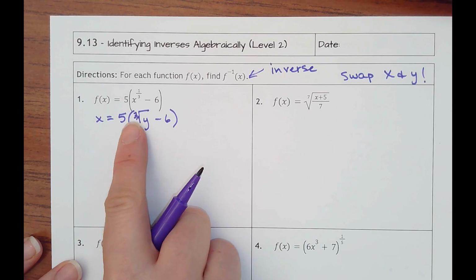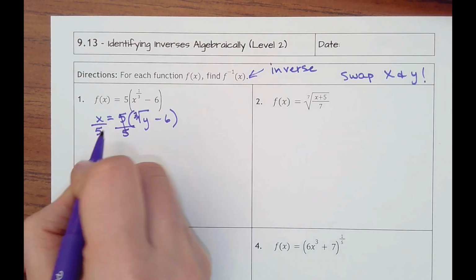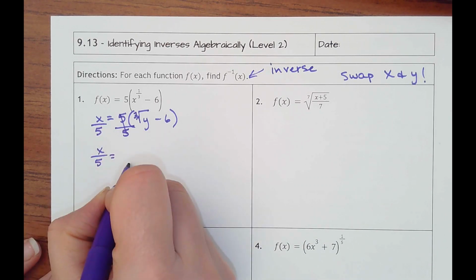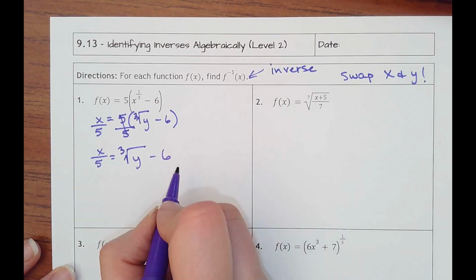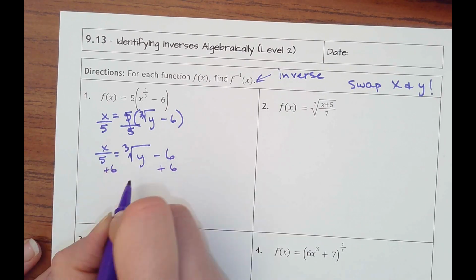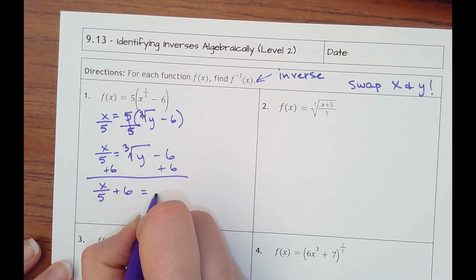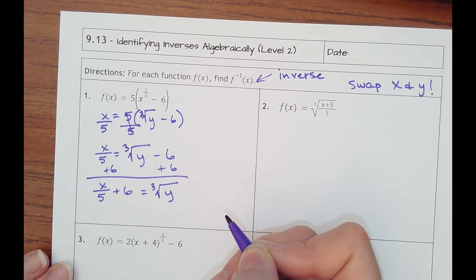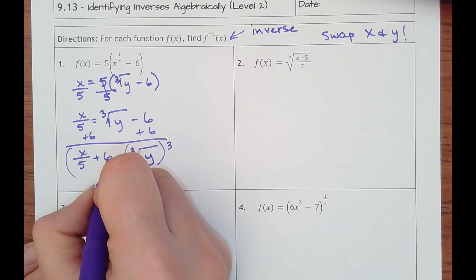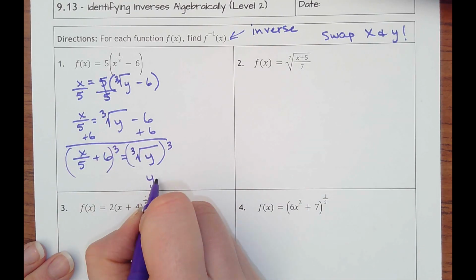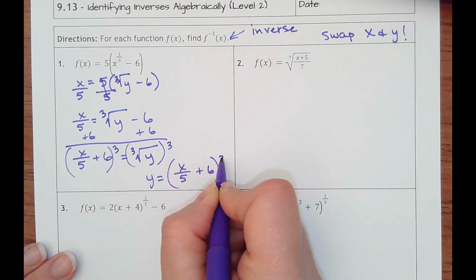The very outer thing would be to get rid of this times 5 by dividing it. So I get x divided by 5 equals, I don't need parentheses anymore, cube root of y minus 6. Then I would want to add 6 after the division, so it would become x divided by 5, then plus 6 equals cube root of y. And then to make y not be cube rooted, I would do the inverse and cube both sides. So y equals x divided by 5 plus 6 all to the third power.